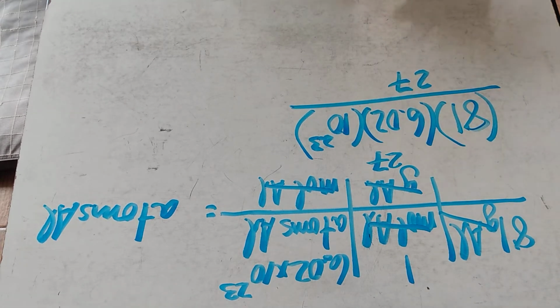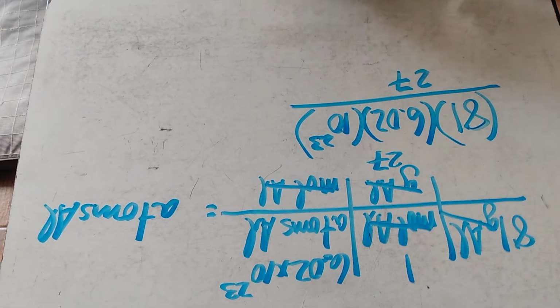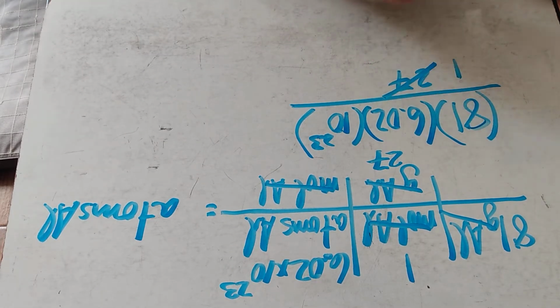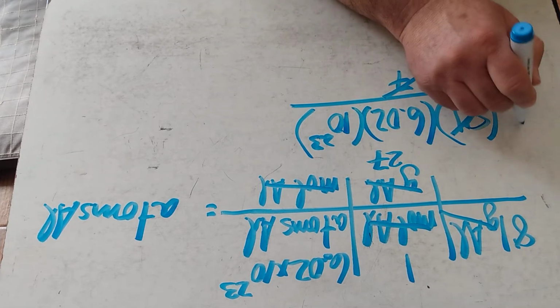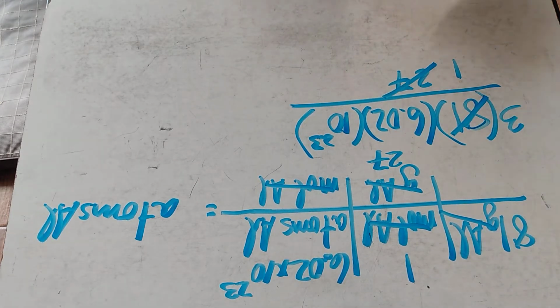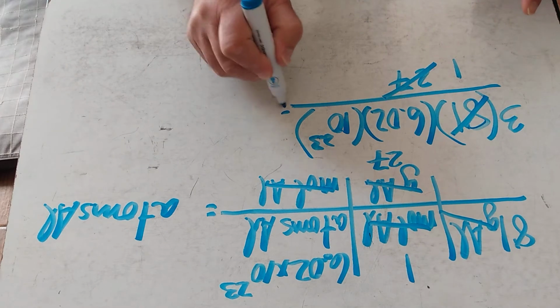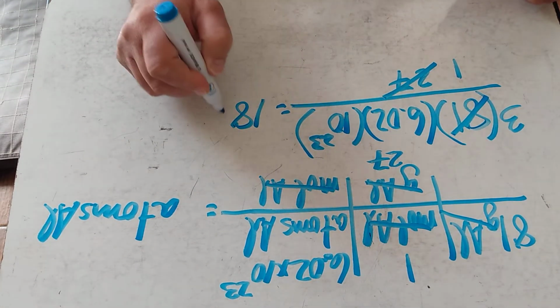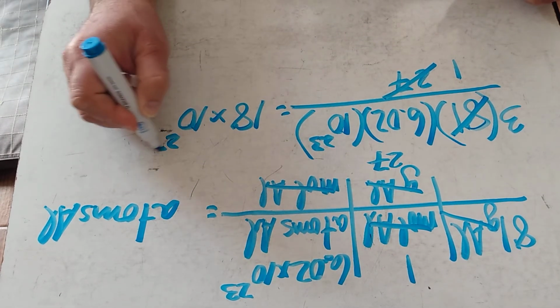Now, we can simplify. 27 goes into 81. If you crunch that into your calculator, 27 will go into 81. So that's going to be a 1. This will go in 3 times. So now this makes it easy. 3 times 6 is 18 times 10 to the 23rd.